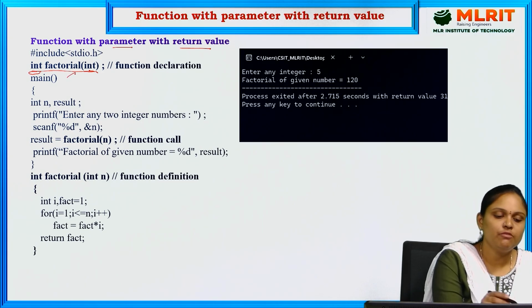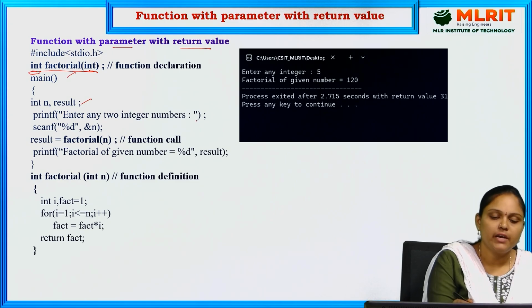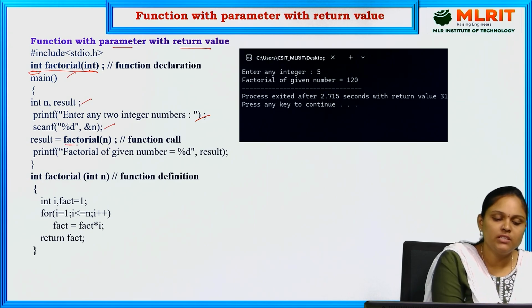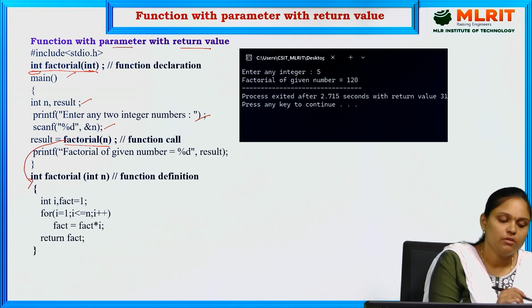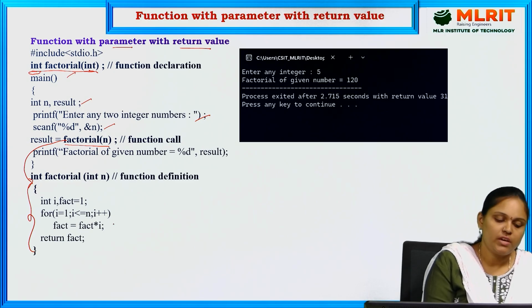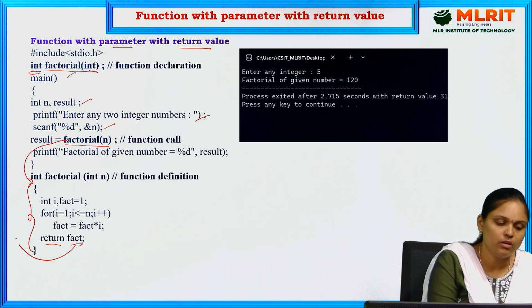Next, inside the main function, we are declaring some variables, n and result, that I require. By using this printf, we are asking to enter an integer, and by using this scanf, we are reading that n value, and we are calling this function by its name. The control will jump to the function definition. These are the set of instructions I have given to solve the task, and we are finding the factorial, and by using the return keyword, we are returning the factorial of that n value to the main function.